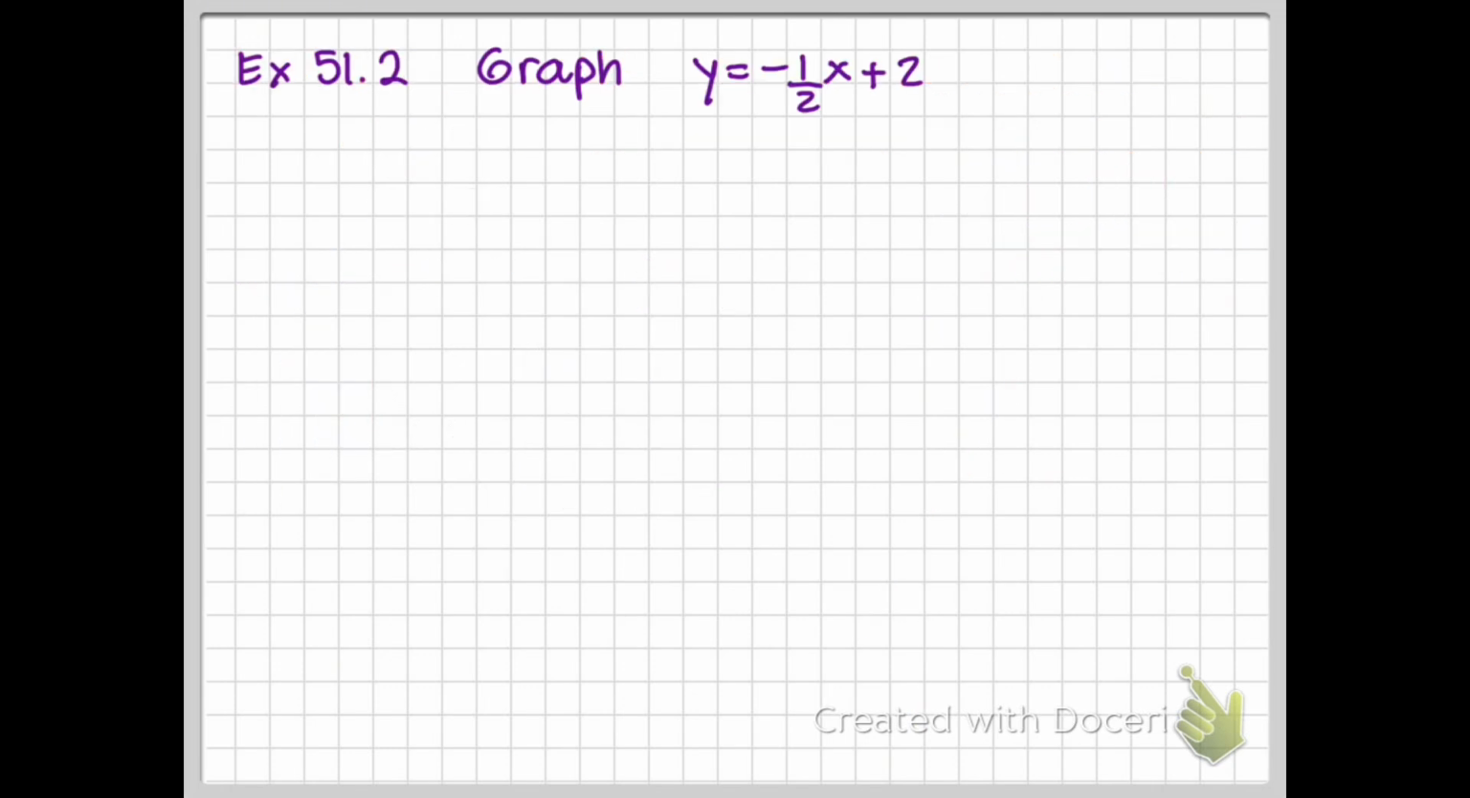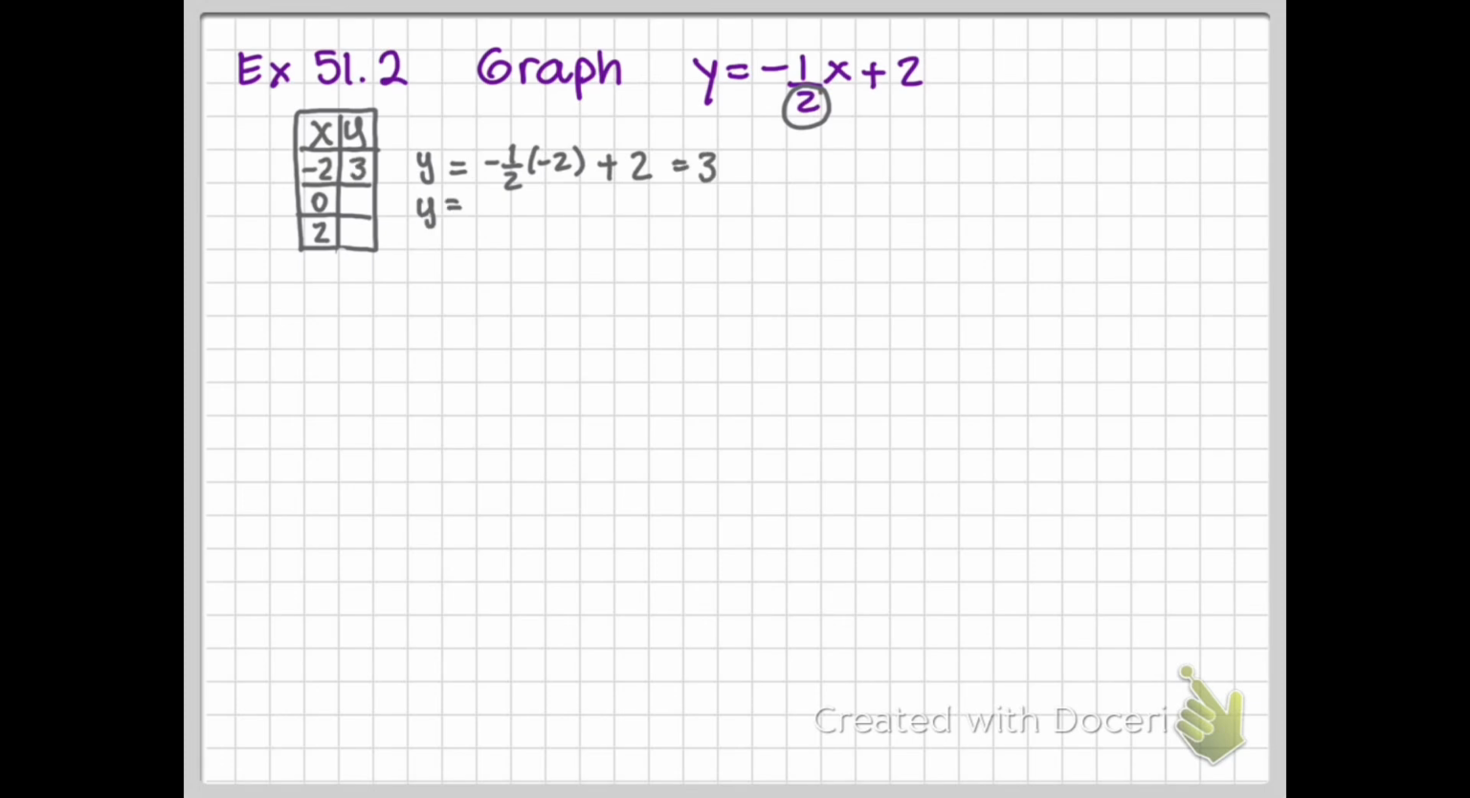In this next example, we're going to do the same. We're going to start with our table. And in this case, since we have a denominator 2, we're going to use -2, 0, and 2. In that way, when I substitute, I'm going to get rid of that denominator. So let's do it. Y equals -1/2 times -2 plus 2. Negative times negative is positive, and 2 times 1/2 is 2/2, which is 1, and 1 plus 2 is 3.